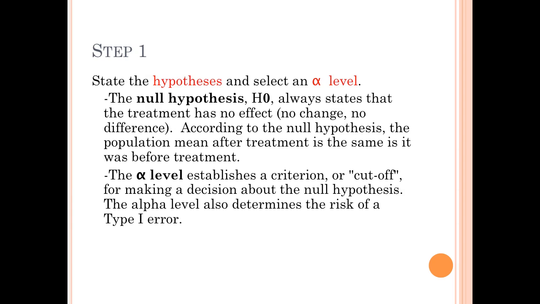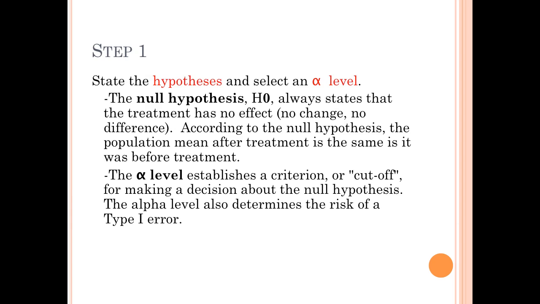So if you have a two-tailed test, say your population mean is 80, your null hypothesis would be mu equals 80. Your alternative hypothesis would be everything other than that, which would be mu does not equal 80.